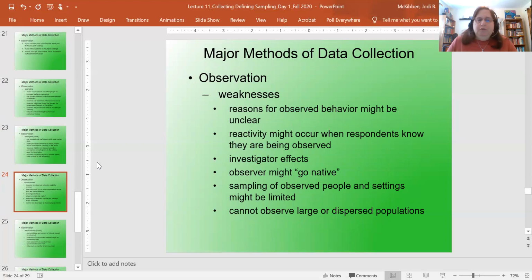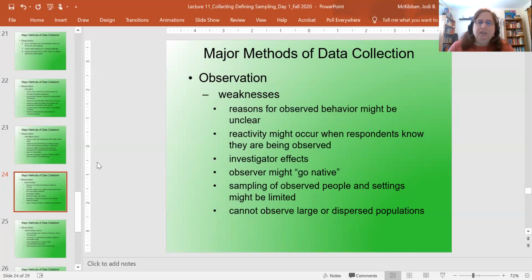The reasons for observed behavior might be unclear. That's a weakness, right? Because we're not sure why they just acted aggressively necessarily. Reactivity might occur when respondents know they're being observed, right? So in all those cases except when you're the complete outsider, the respondents might react, might treat you differently. And we can also have investigator effects. If you're the investigator or researcher and you become involved in the play at the playground, maybe you find yourself liking or feeling an affinity more to some kids than others.